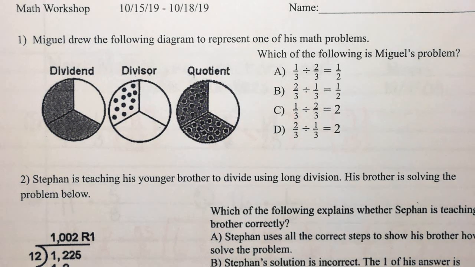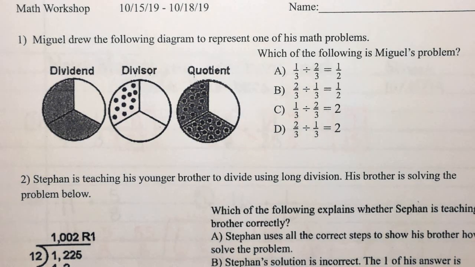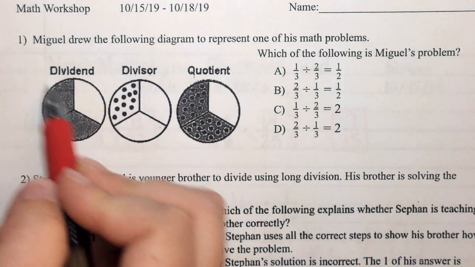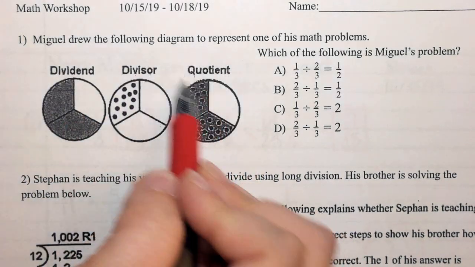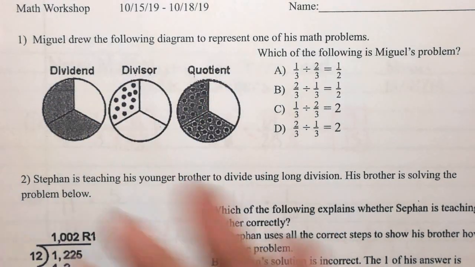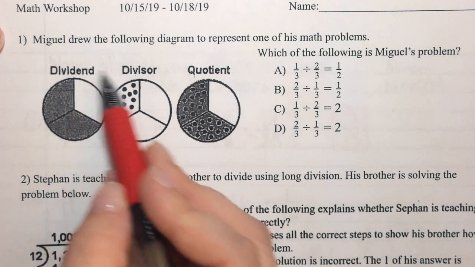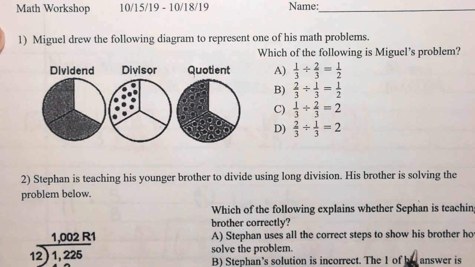All right, so for number 1, we have these pies, or these fractions. It says Miguel drew the following diagram to represent his math problem. If we're talking about a dividend, a divisor, and a quotient, what math is Miguel doing in this math problem? What operation? We're dividing because we have a dividend, a divisor, and a quotient. So we know we're dividing. Are y'all okay with that?